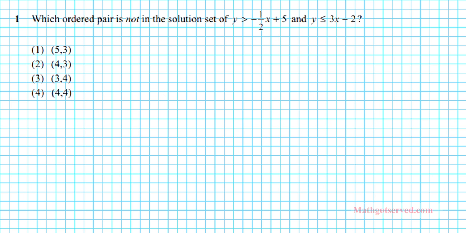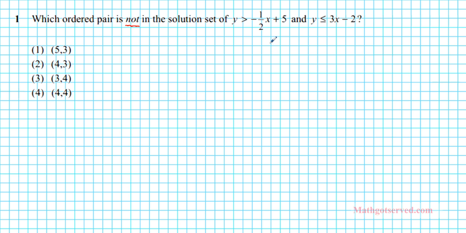All right, let's take a look at problem number 1. It says, which ordered pair is not in the solution set of y greater than negative 1 half x plus 5 and y less than or equal to 3x minus 2? So first thing you want to note is the word not. So which of these do not satisfy these two inequalities?